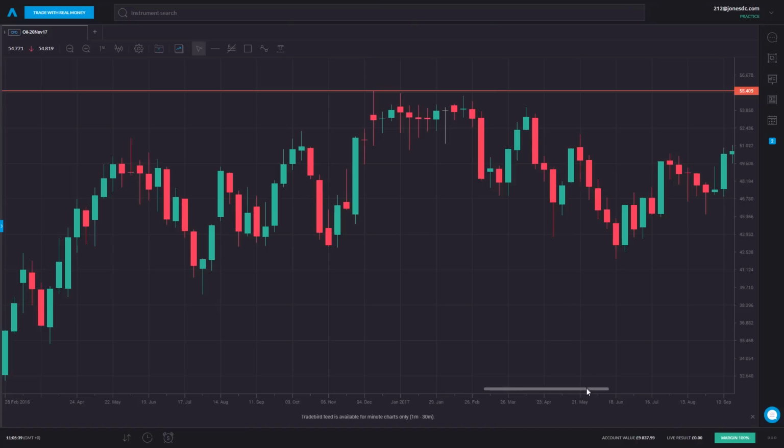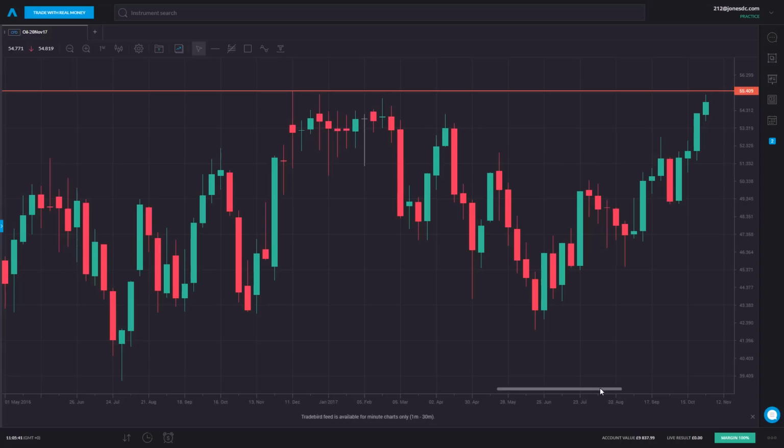And what's interesting, as we head towards the end of 2017, we're back up here again. So how is this resistance level going to perform? An interesting one to watch.